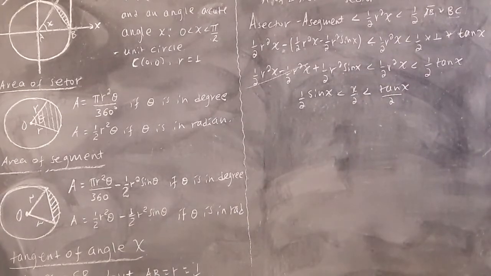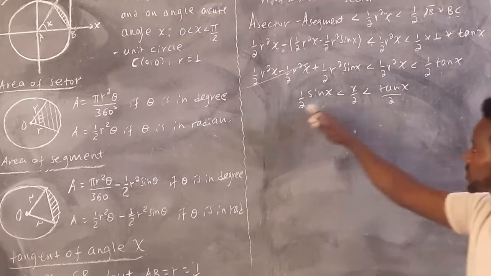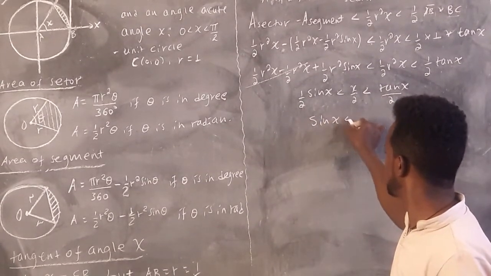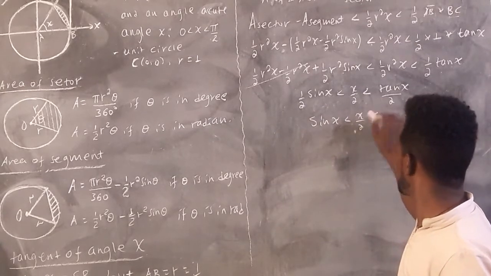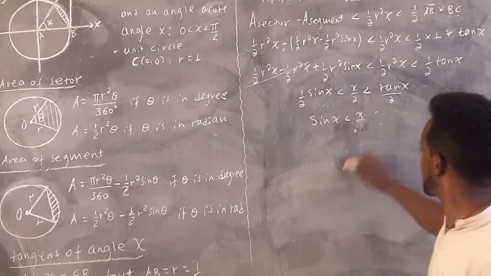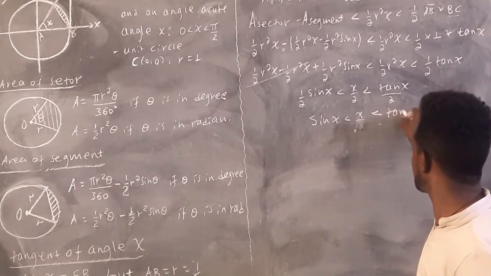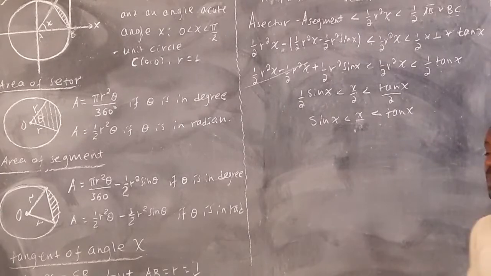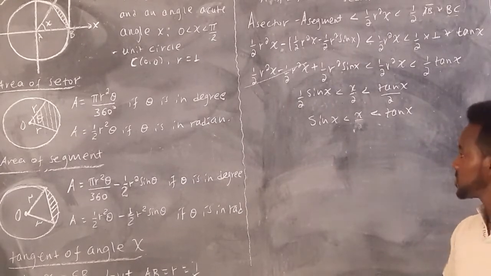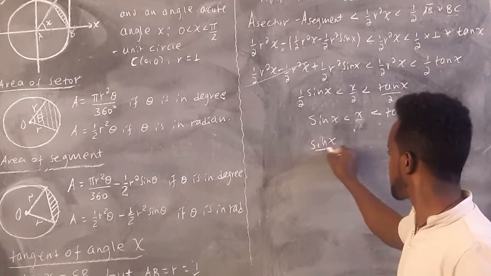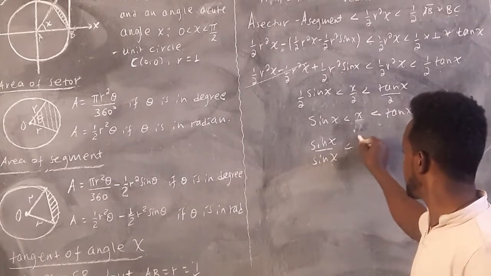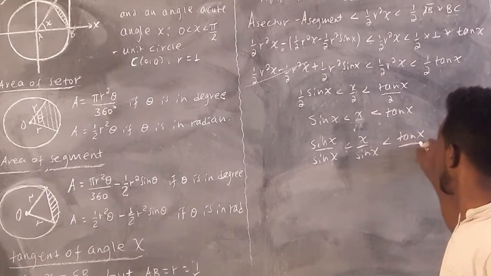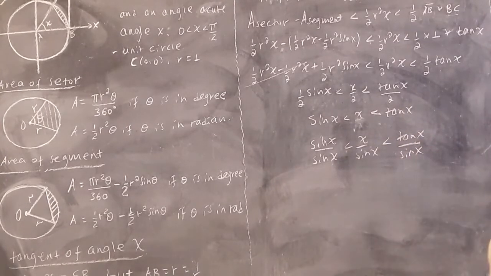Multiply both sides of the inequality by 2. So sin x is less than x, which is less than tan x. Divide both sides of the inequality by sin x, so that sin x over sin x is less than x over sin x, which is less than tan x over sin x.